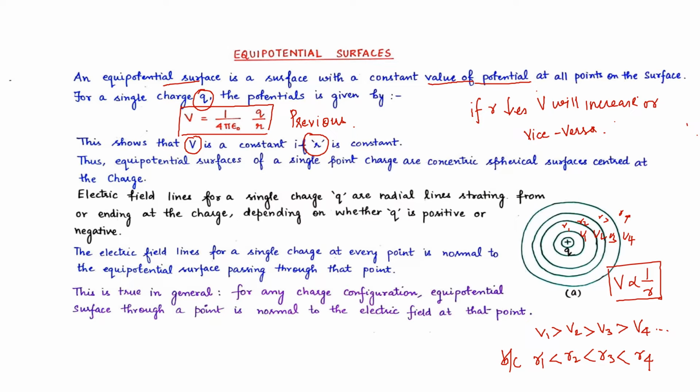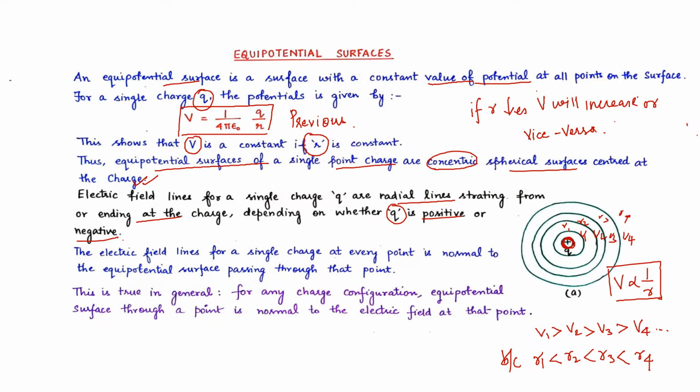Now, thus equipotential surfaces of a single point charge are concentric. See in this, these are concentric, having the same center as the charge Q. Spherical surfaces centered at the charge. Electric field lines for a single charge are radial lines starting from or ending at the charge, depending upon whether Q is positive or negative.